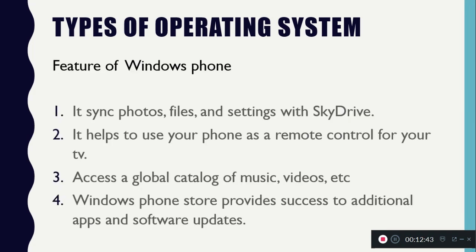Next, features of Windows Phone. What are the features? It syncs photos, files, and settings to SkyDrive. SkyDrive is just like Google Drive and iCloud. It provides a certain amount of free space to its users. Next, it helps your phone act as a remote control for your TV. Yes, you can control your smart TV, but you cannot control every TV. Your TV should be a smart TV. Then only you would be able to control your TV using the Windows Phone.